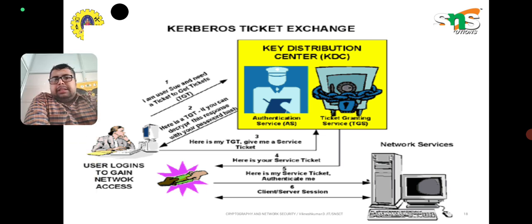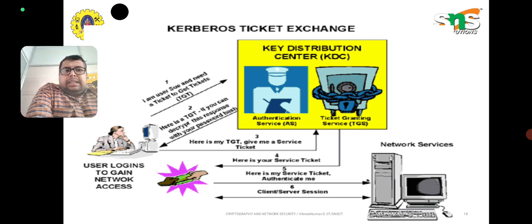When we see this image, it is a ticket exchange. Kerberos ticket: first, the user logs in to gain network access. Since I'm the user, I need to obtain a ticket from a TGT. When there's a TGT, you can decrypt the response with the password. The key distribution center, the KDC, consists of the authentication service and the ticket granting service. Here the ticket granting service gives me the ticket. In return, it gives a service ticket. Within the service ticket, you are going to have authentication of the client.